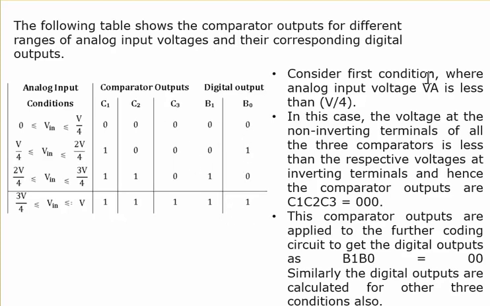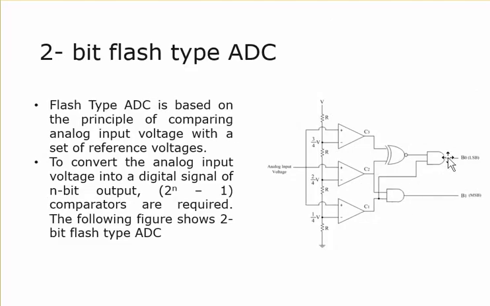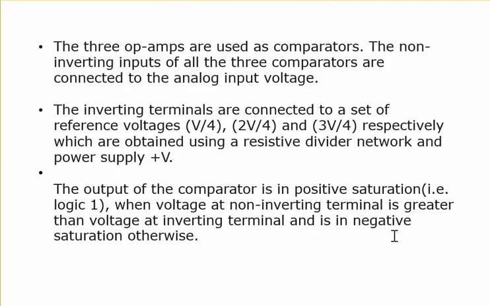When you consider the first condition, where the analog input voltage is less than V by 4, the voltage at the non-inverting terminals of the 3 comparators is less than the respective voltages at the inverting input terminals. So the comparator outputs are going to be 0, 0, 0. The comparator outputs are applied to the further coding circuit, which is used to get the digital outputs.